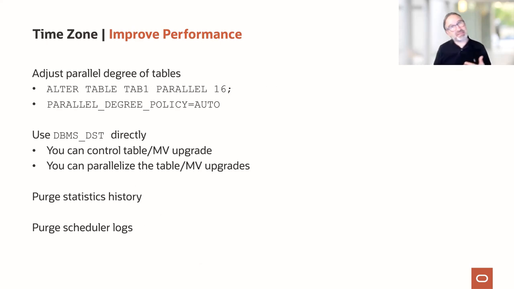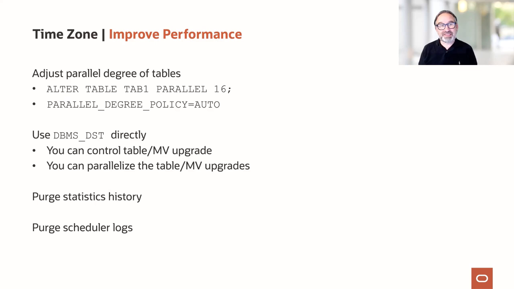Sometimes when you have really a lot of time zone data, it could be key to improve the performance of that change. To be very frank with you, the scripts are not super optimized. So one thing which could help is you change the parallel degree of the table. You may change it back afterwards, just take a note. So this allows multiple workers. Or you change parallel degree policy to auto, that can help as well.